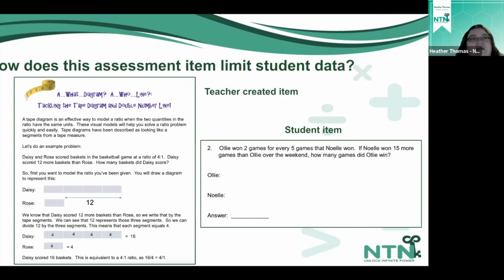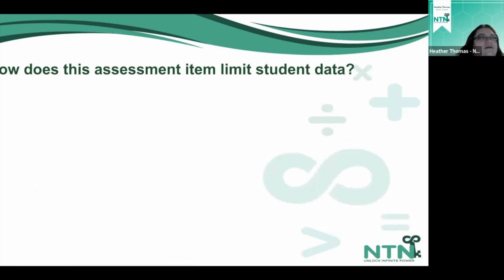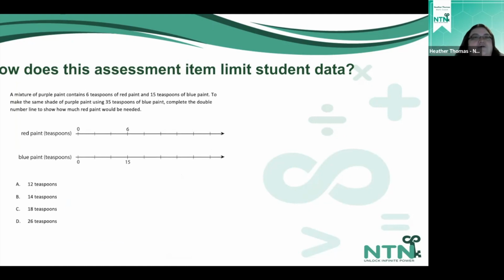Another thing that we often see when we are looking at questions for assessments is sometimes an assessment question will push students into one specific strategy. So here's another question that addresses 6.RP.3 with a real-world situation. And what we see here is that they're asked to complete the double number line to show how much red paint would be needed. Again, this is a strategy and not necessarily the standard. The double number line is an avenue to show mastery of the standard, but they also could use a tape diagram, a table, equivalent expressions and equations. So students have multiple ways that they could access this particular standard.